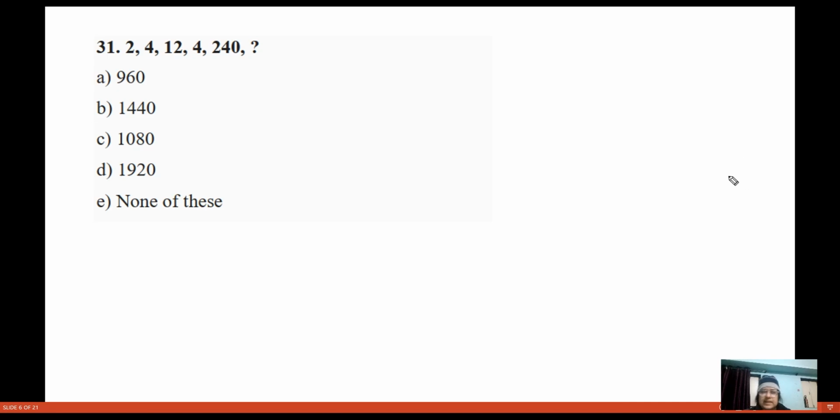See students, understand this thing. There is a misprint in the question here. This 4 is going to be 48. Fine. So we have 2, 4, 12, 48 and 240. This is going to be 48. Please correct it in your notes.